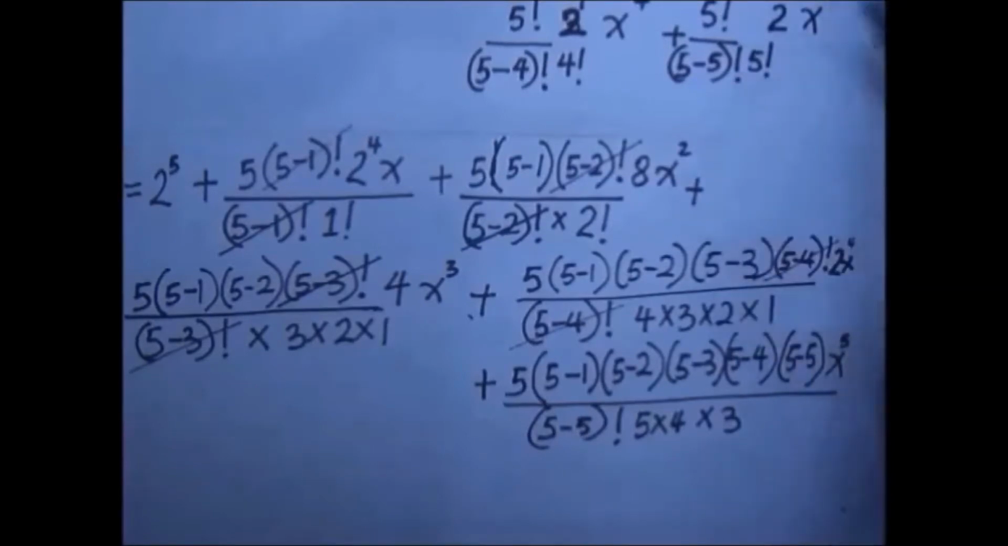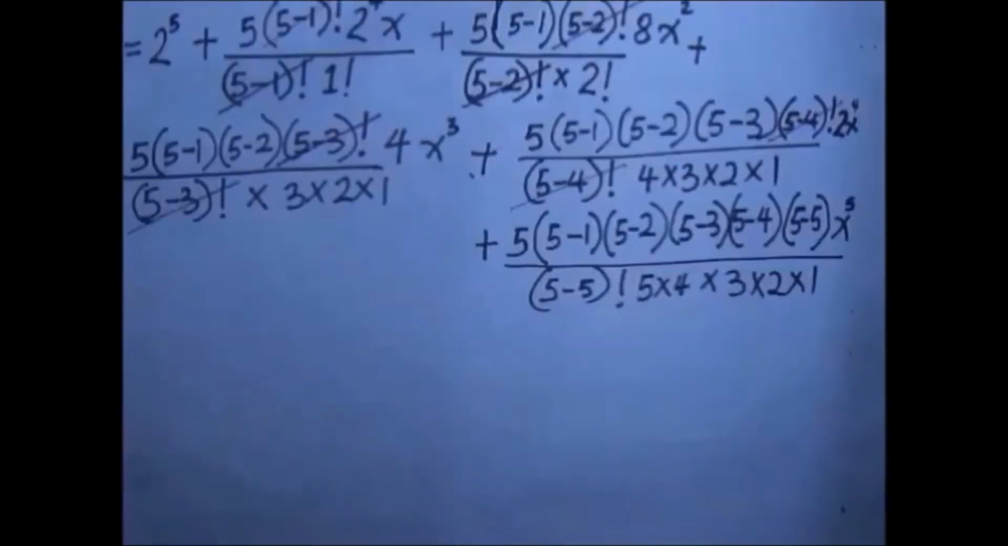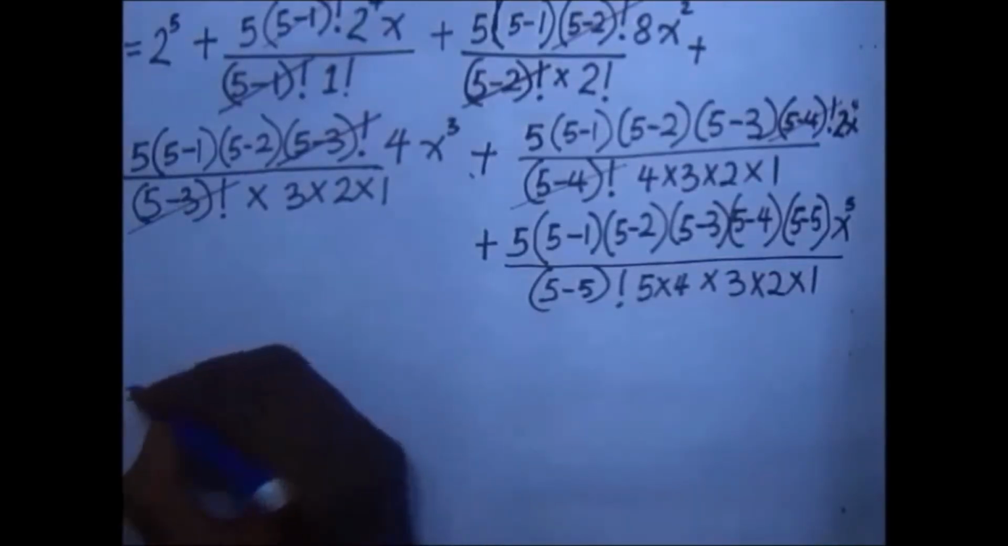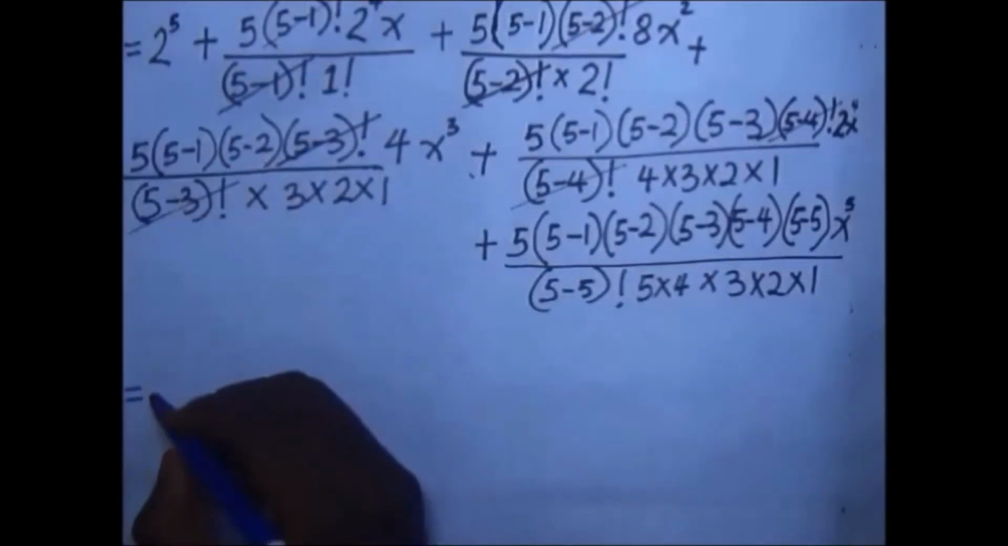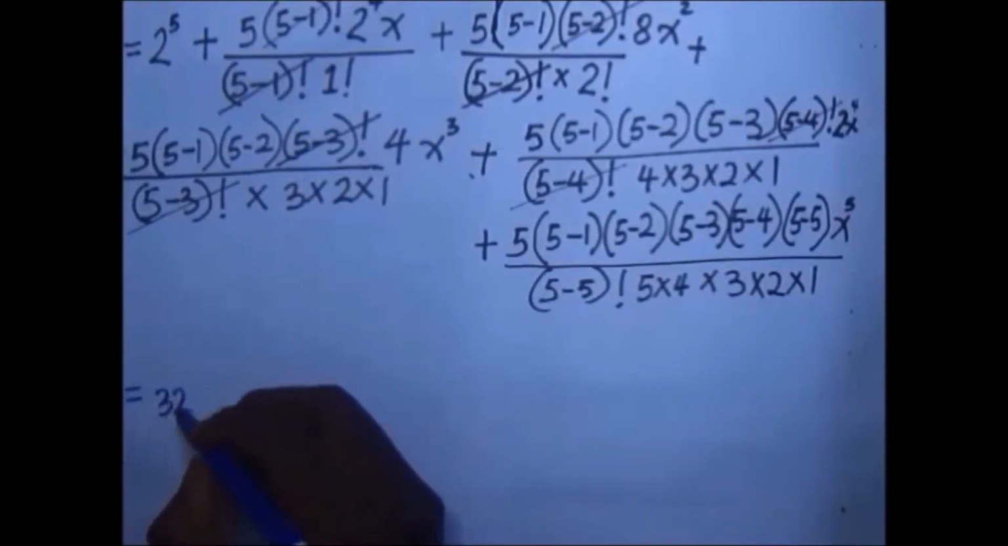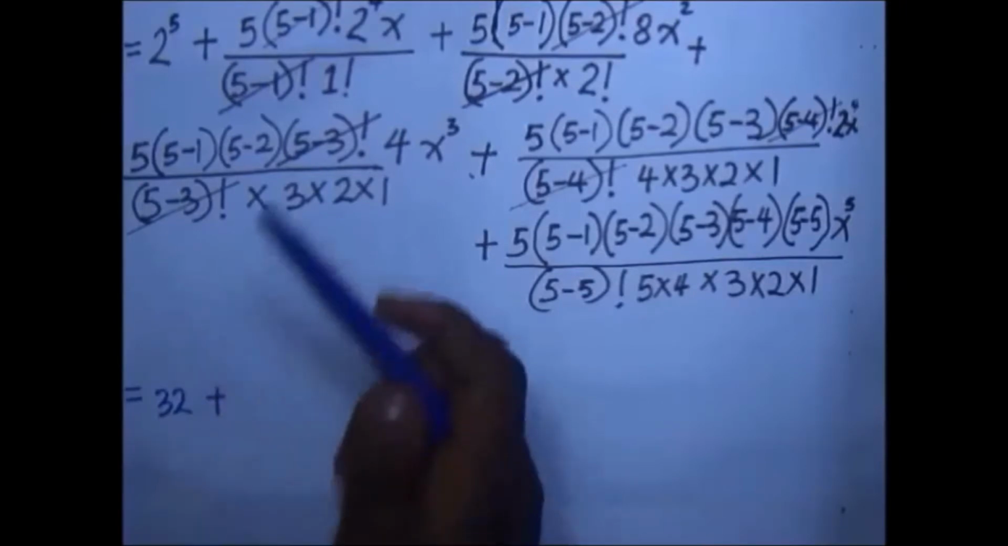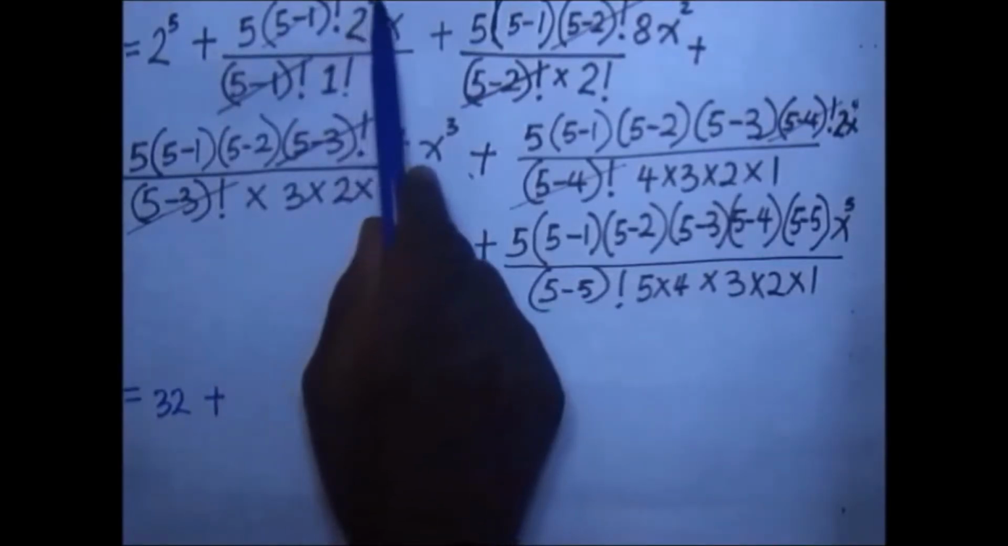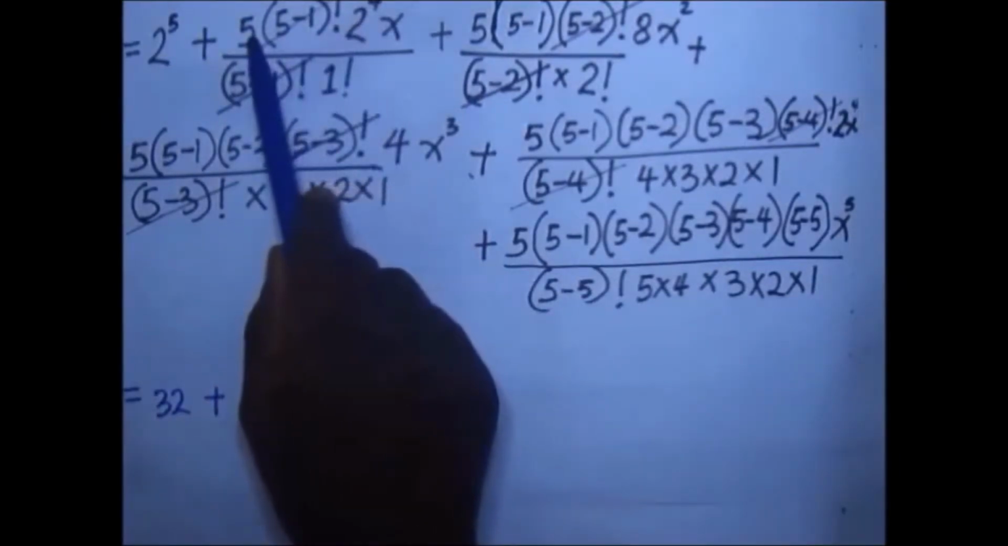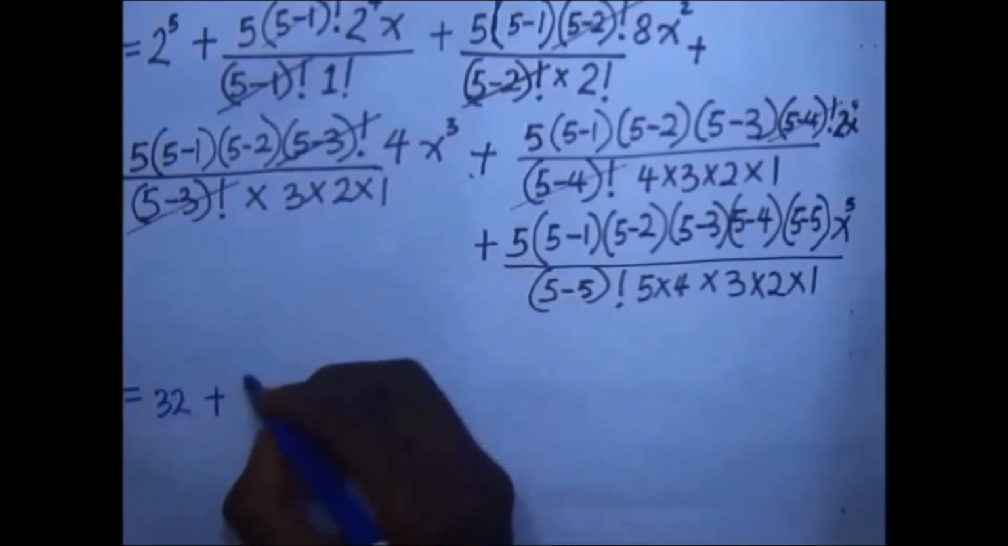No, this is times 3 times 2 times 1. So this is going to become 2 to the power 5, which is 32, plus the next, this is 2 to the power 4 times 5 divided by 1, that is going to become 80x.